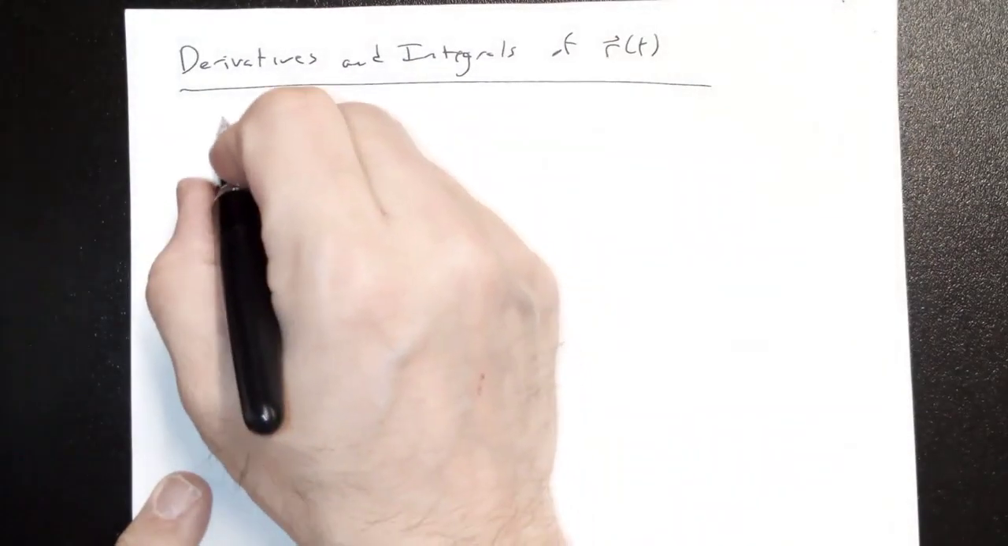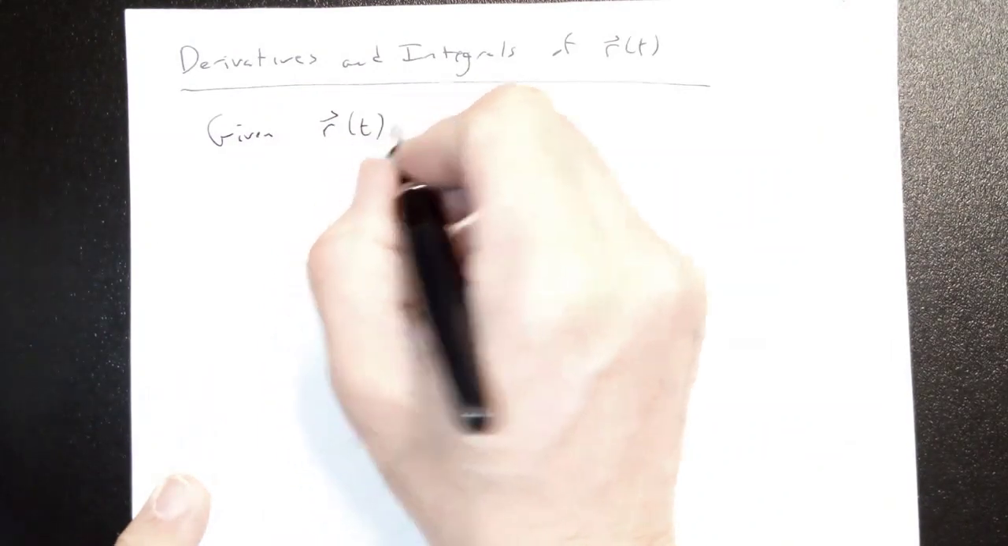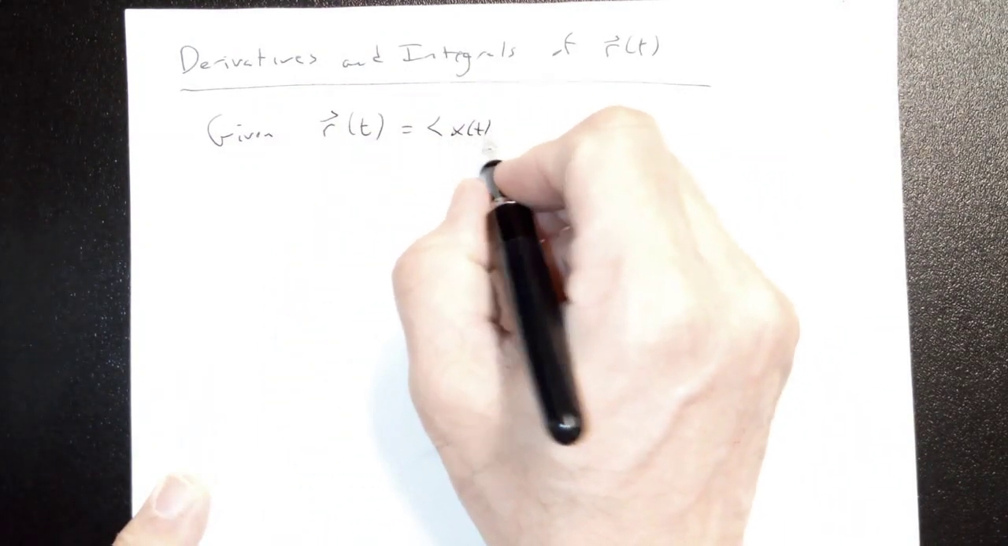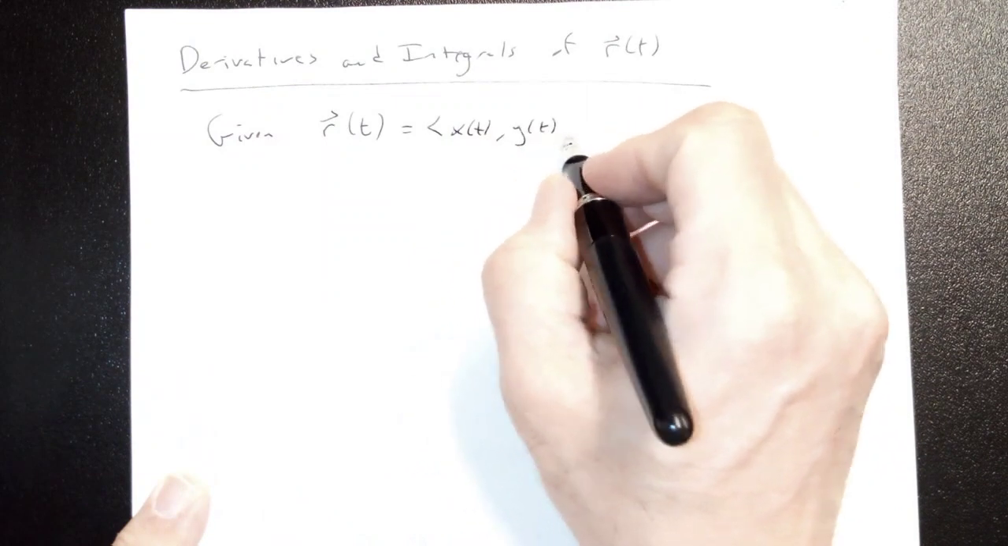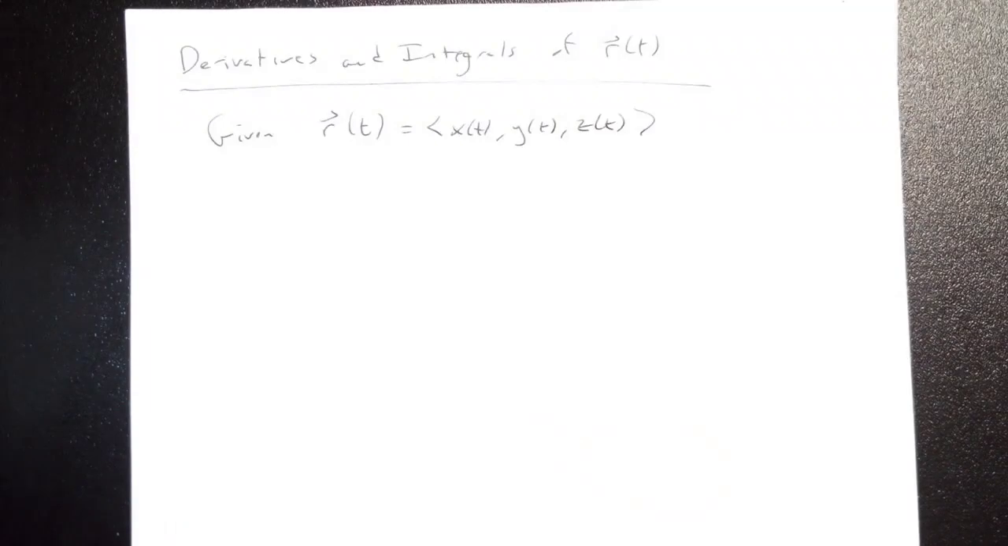If I have some vector valued function, r of t, how do I take its derivative?